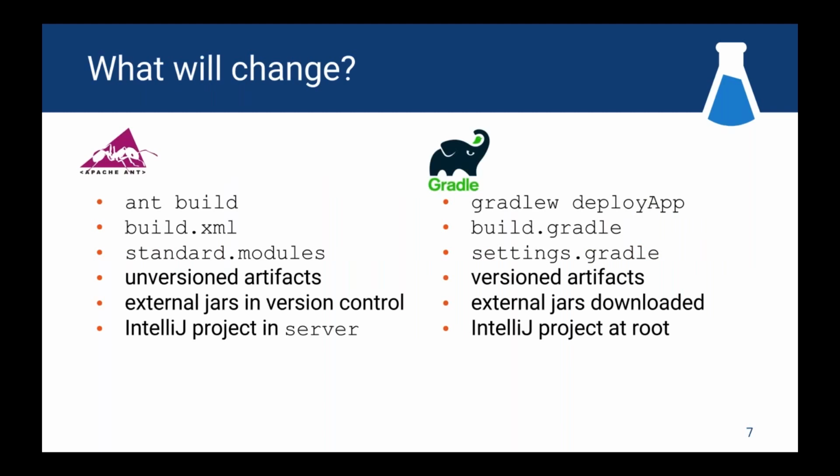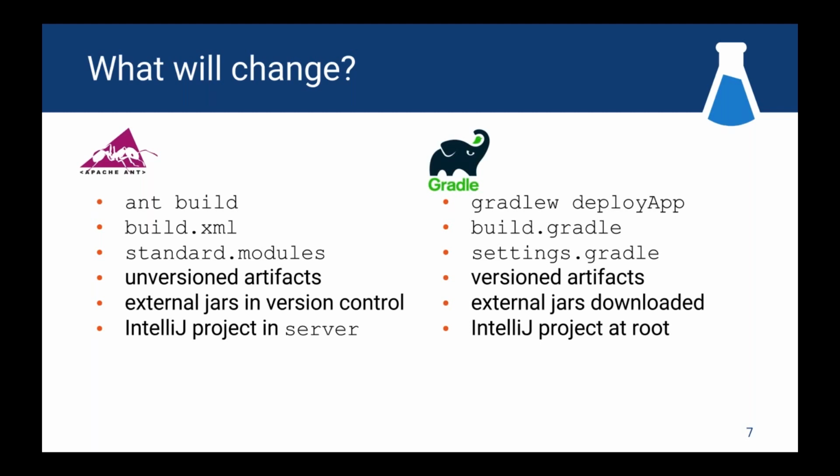So this is a very high-level view of what changes when we switch from Ant to Gradle. Previously, you would type ant build, and now that will be gradlew deployApp. I'll talk a little bit more about why gradlew in a moment. Build.xml in Ant is where all of the build logic is codified, and that is now in a build.gradle file, as well as a number of plugins, some that we have written and some that we rely on from third parties.